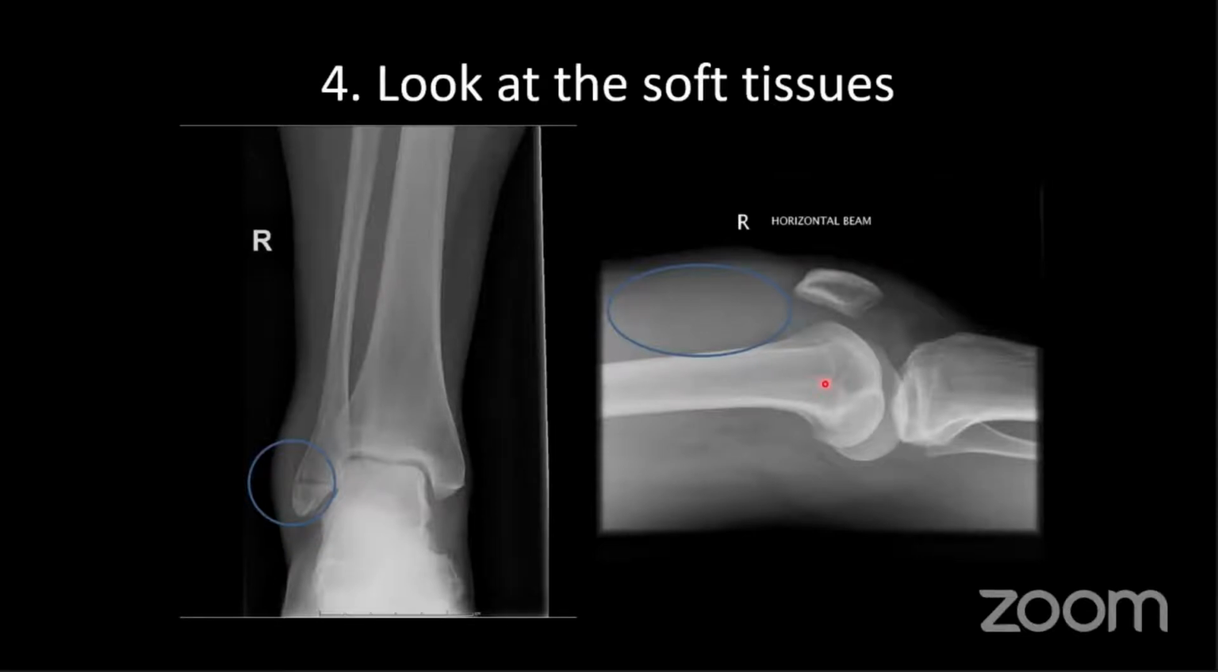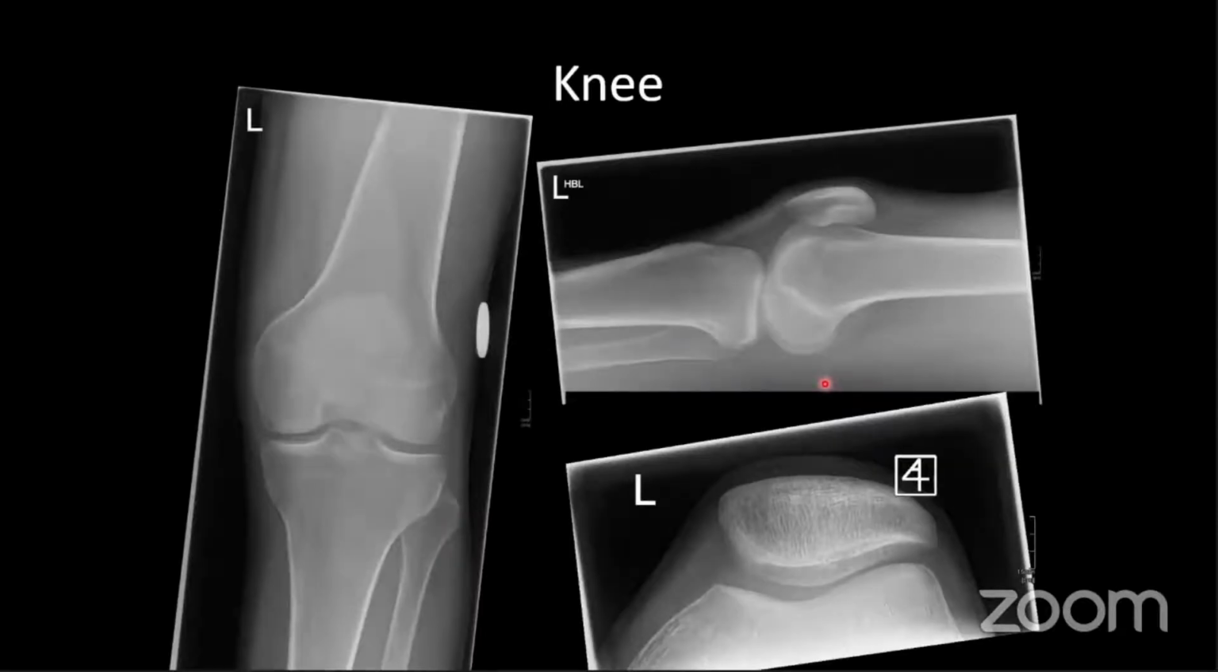Right, so we'll talk about the knee X-ray. In our center, if you request a knee X-ray, you get 3 pictures. So this one on the left here is an AP view. So that's front to back.